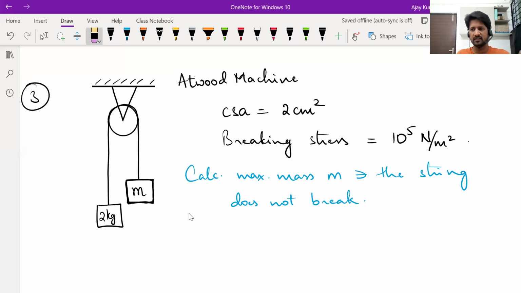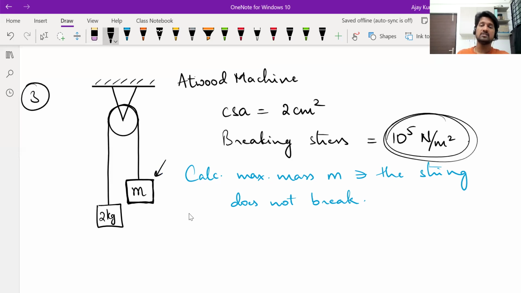So which sense they follow depends on which is heavier. You know that. Okay. So now tension will get generated in the string. And greater the mass you connect here, greater the tension that gets generated in the string. So there will be a limit to the mass that you can connect here, because there is a limit to the stress which the string can bear.